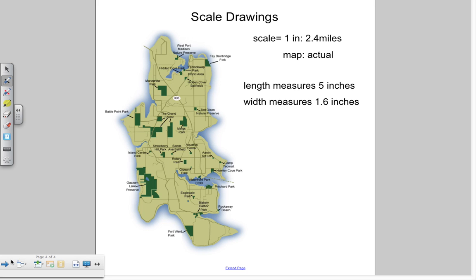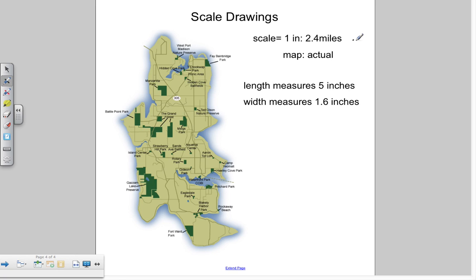Okay, last item. If you're looking at a map, this is another time you would use proportions. If you're looking at a map, you're going to see a scale drawing. So here's a map of Bainbridge. Try to find your house. This one doesn't come with a scale. I made the scale up. But a lot of times on a map, you're going to see a scale. 1 inch to 2.4 miles. That just happens to be the scale that I used.